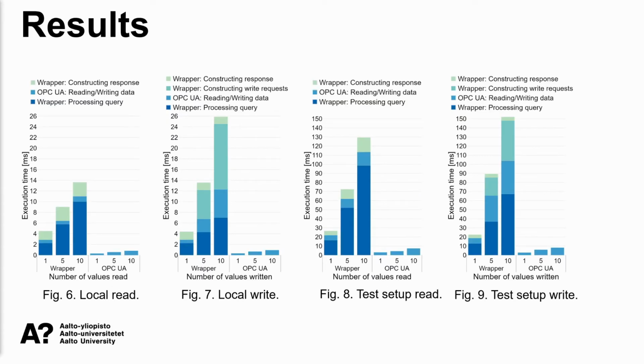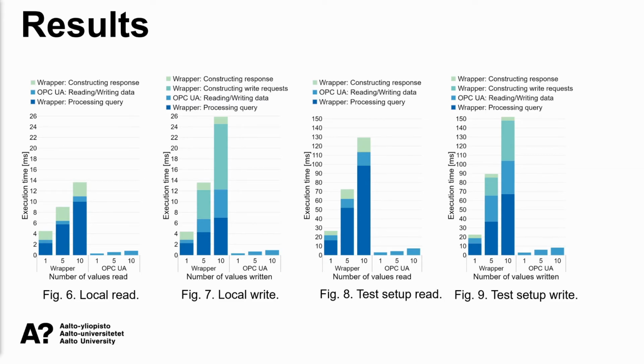The results show that the wrapper increases the latency significantly. On the left are average latencies when requests are performed internally on the laptop, so that the laptop runs both the wrapper and the OPC UA server. It can be seen that when reading data, the processing of the query takes most of the time, whereas when writing data, constructing the request takes most of the time.